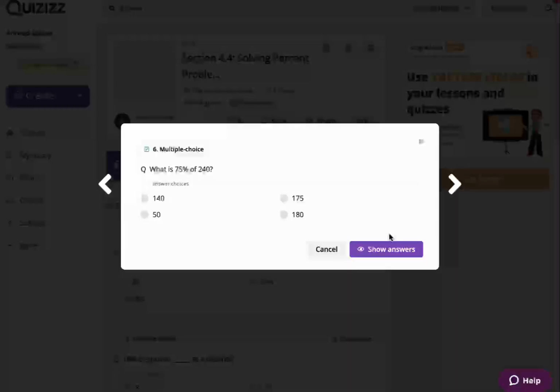For the next question, we need 75%. As you see here, we are using percents that we already know.